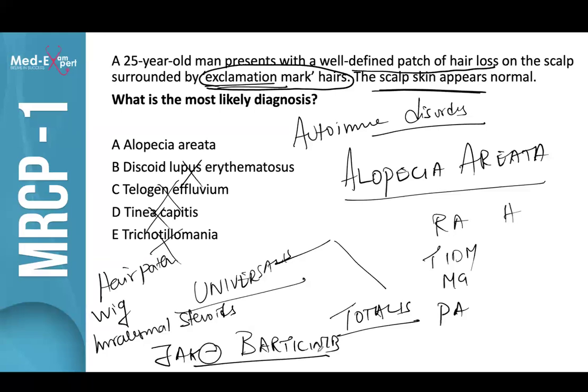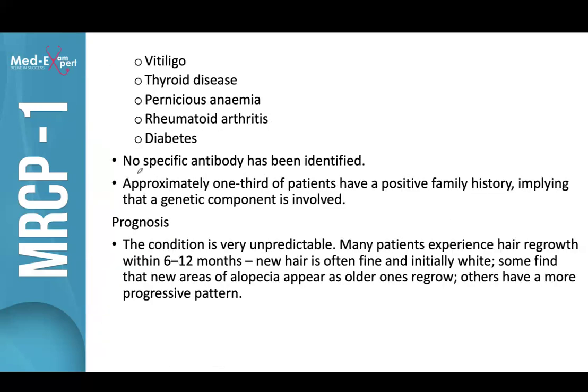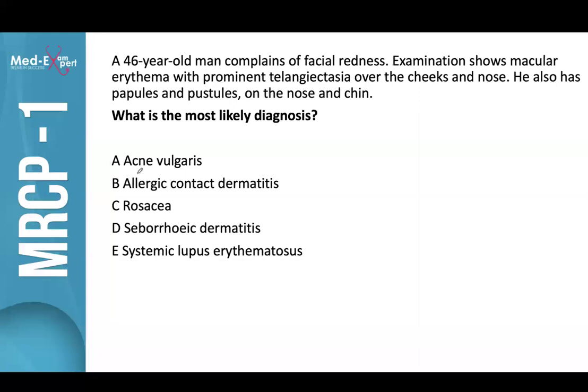All these things you should know. If you know all these things beforehand, in 1 second you will answer, and whatever question they ask, you can answer. The next question they can ask won't be what is the most likely diagnosis. Instead, they can ask which of the following conditions is associated with this, and you should be able to tell: type 1 diabetes mellitus. You should be telling. All right, this is alopecia areata. Coming to the next question.